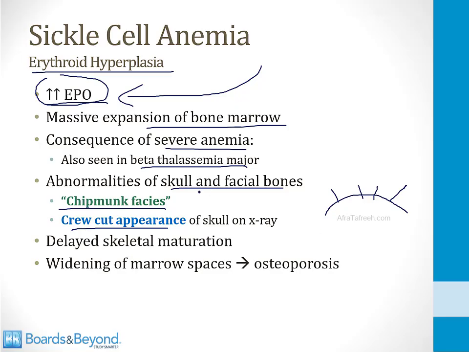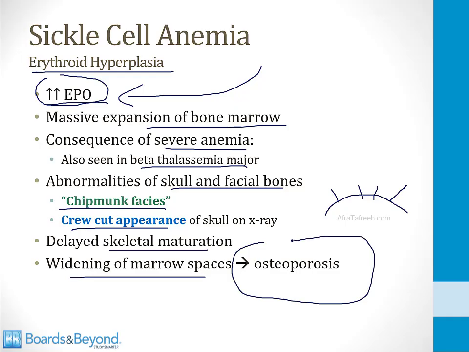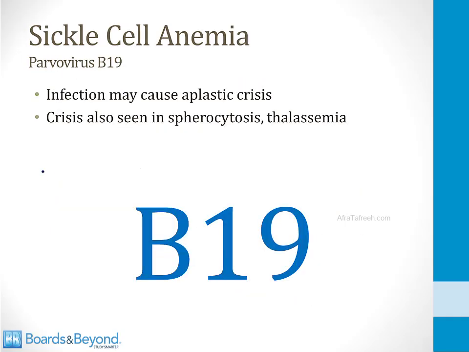In addition, children with sickle cell anemia can have delayed skeletal maturation. That's because the bone marrow is so active that the bones aren't growing normally. And then finally, widening of the marrow spaces from very high EPO levels in sickle cell anemia can lead to brittle bones and osteoporosis.